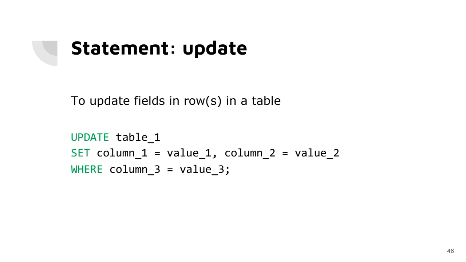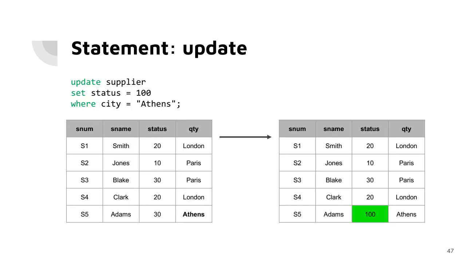The second command is update. So there you update the table and you change the value of some column or multiple columns, and then you use a where, and where always specifies a condition. So which rows you want to update. So here's a simple example. We update the suppliers table. We set the status to 100, where city is Athens.